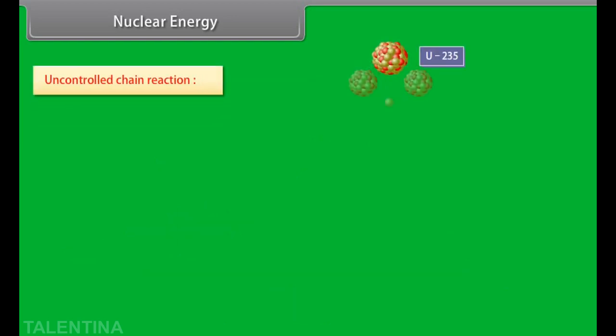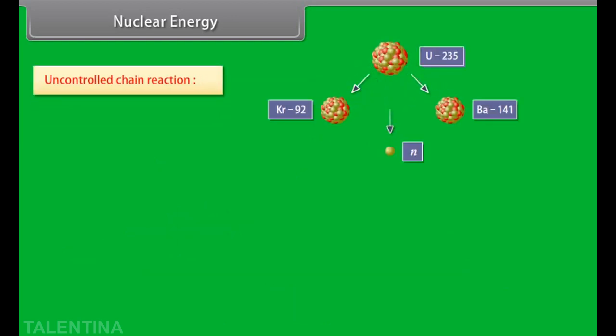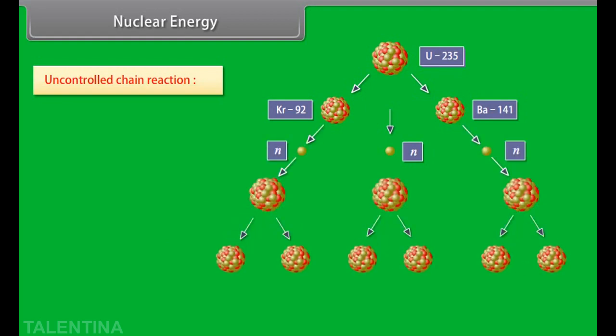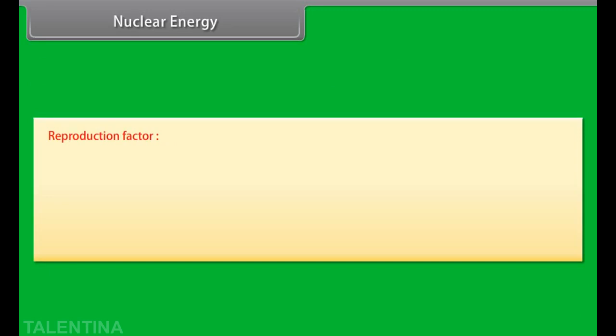Uncontrolled chain reaction. In this process, out of 2 or 3 neutrons produced per fission, on the average, more than one neutron causes further fission, and so there is no control on the fission process. Thus, this is a very fast reaction, and a huge amount of energy is released in a very short duration, and takes the form of a violent explosion. Thus, this energy is harmful and forms the principle of the atom bomb. Reproduction factor.